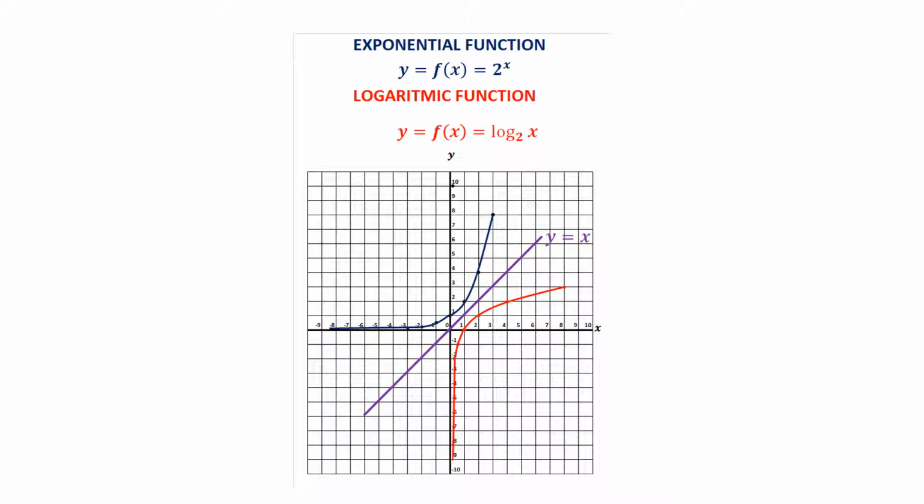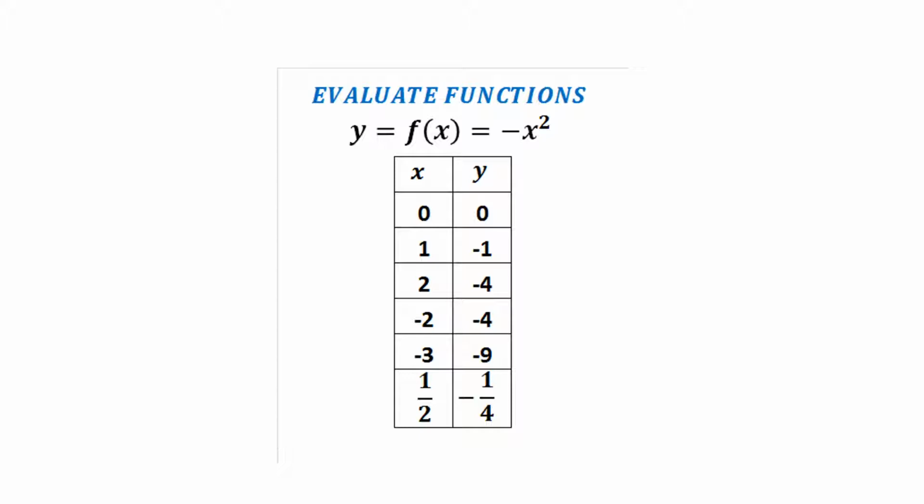Now, if we look at the blue curve and the red curve, it seems like you could flip them over and land on one another, but not across the x-axis, not across the y-axis, not across the origin, but across the line y is equal to x. And because of this, we say the exponential function and the logarithmic function are inverse functions.